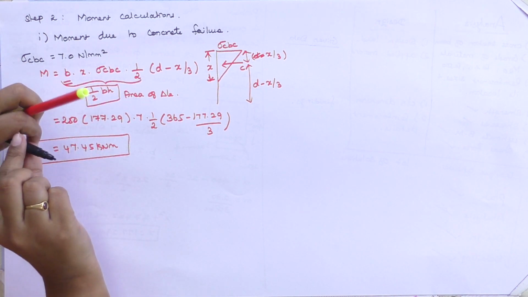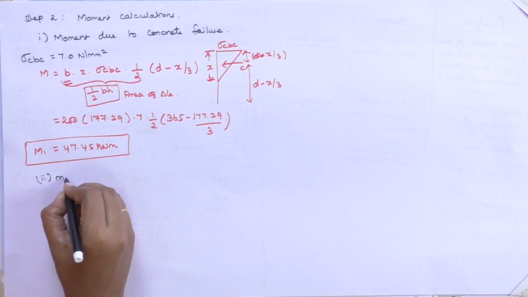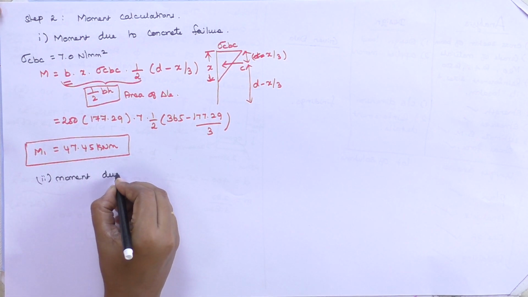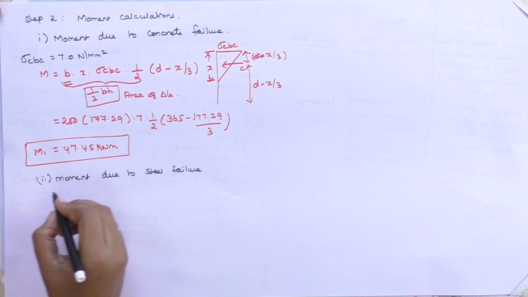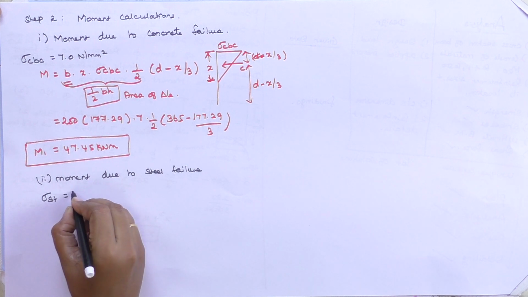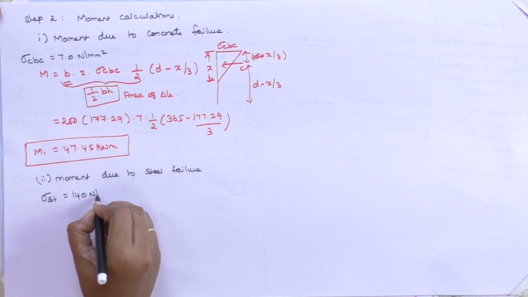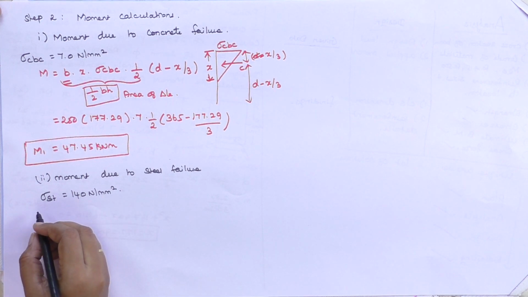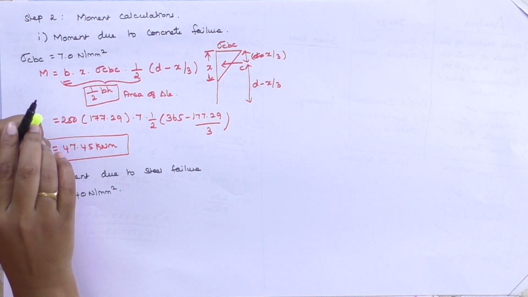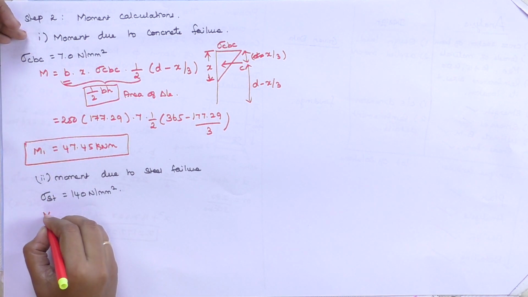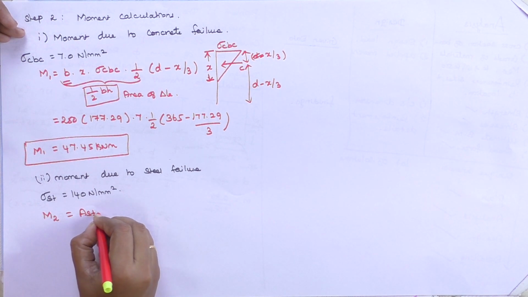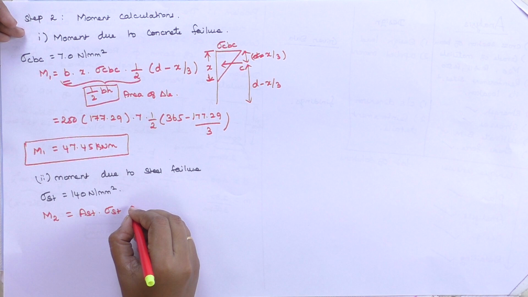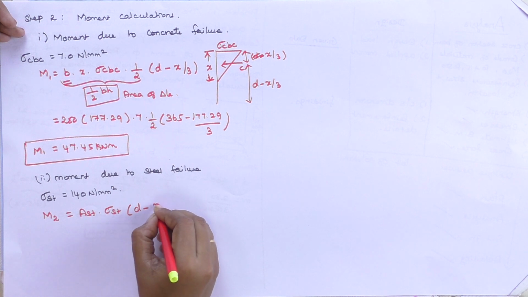Then in step number 2, moment due to steel failure. Here we have the design constant as sigma st is equal to 140 Newton per mm square. We have certain formulas for calculating the steel failure, that is M2. Here we can write M1. M2 is equal to AST sigma st d minus x by 3.